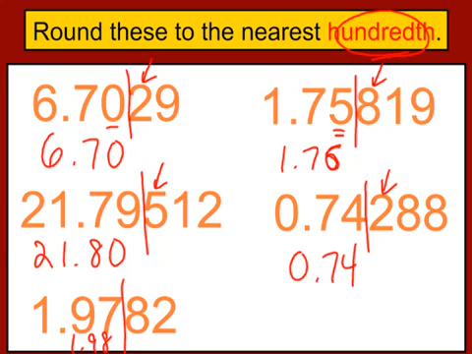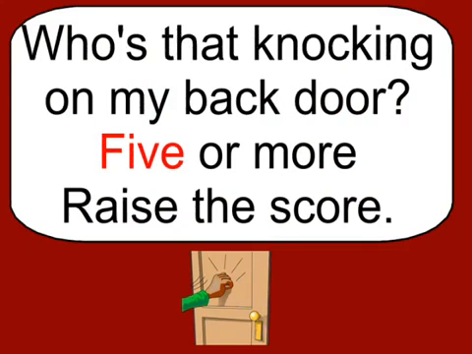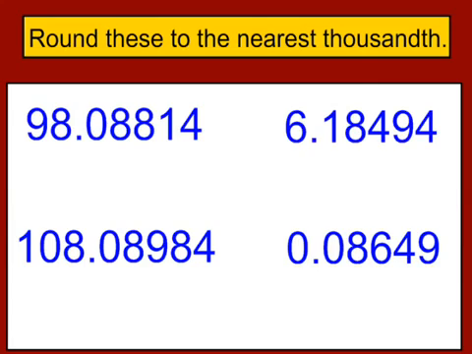Okay. If for some reason you were asked to round to the nearest thousandth, again, we're going to use our little saying here. So we're going to round all these decimals to the nearest thousandth. So this is your tenth, hundredth, thousandths place. Let me get my door up. Who's that knocking on my back door? Well, it's a 1. So this would remain the same. This would be 98 and 88 thousandths.